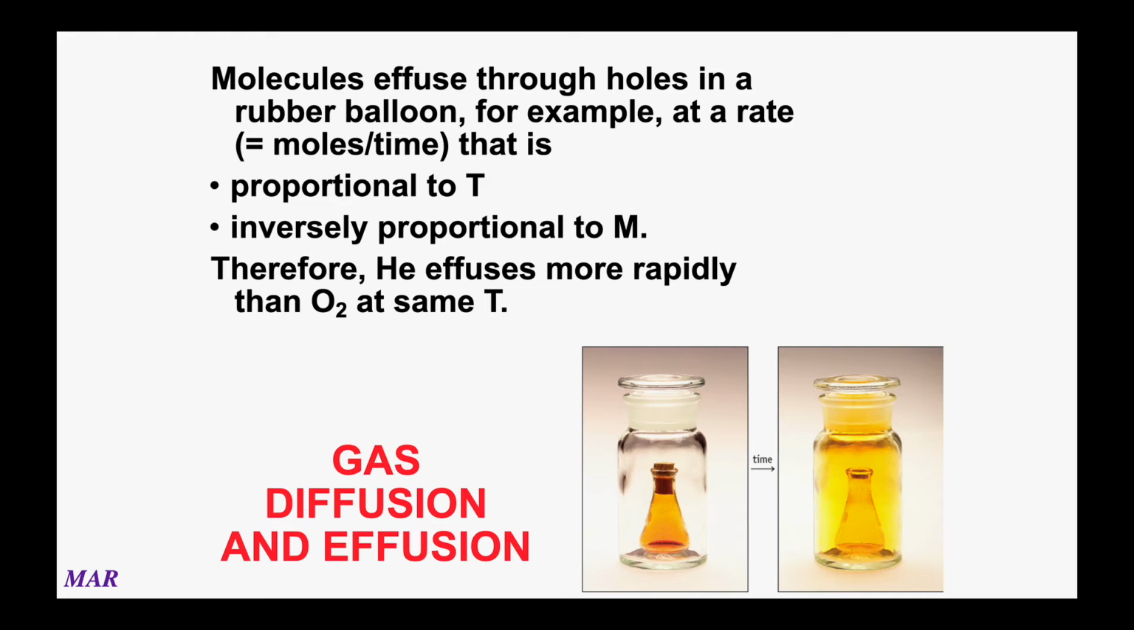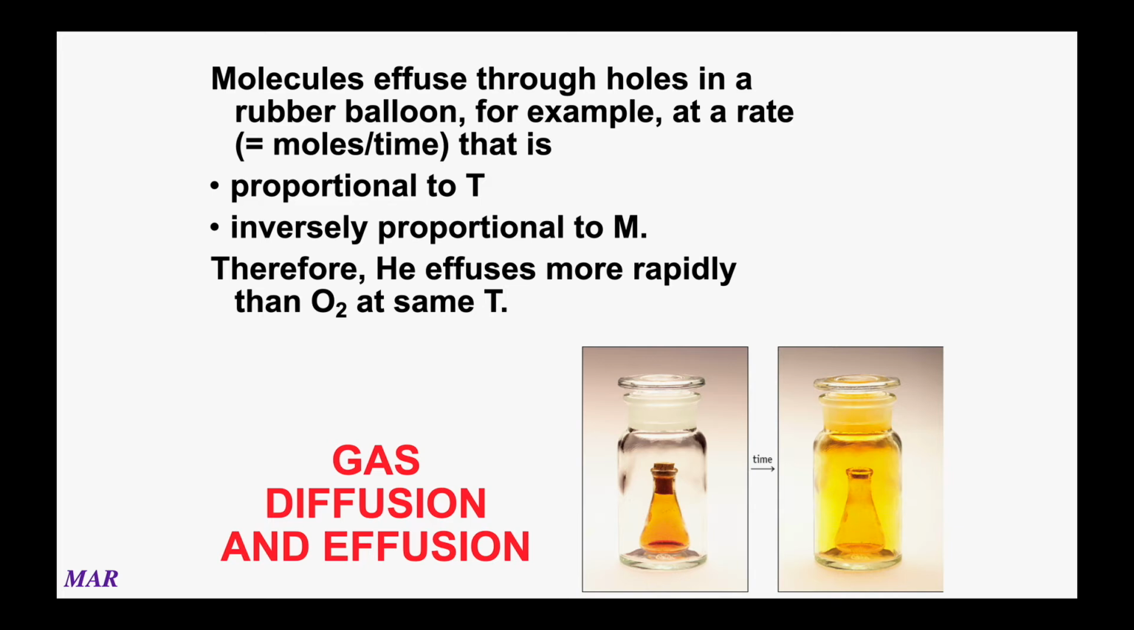So if you were comparing helium and oxygen, and again, helium about 4 grams per mole, oxygen about 32 grams per mole, well, oxygen is a lot bigger. So it will go a lot slower than helium. Helium is smaller, it'll effuse more rapidly than oxygen, assuming it's the same temperature.